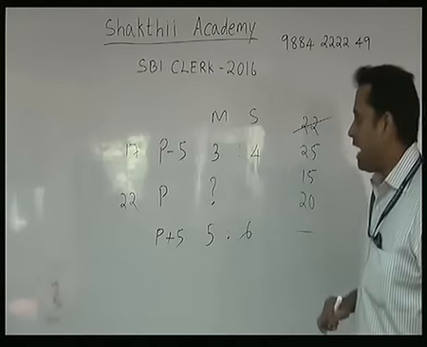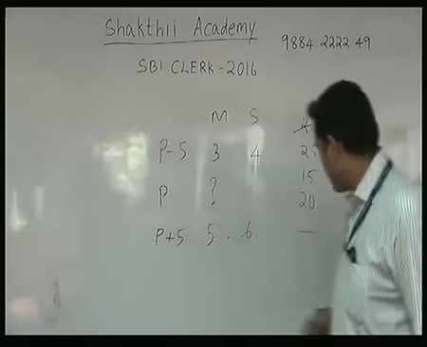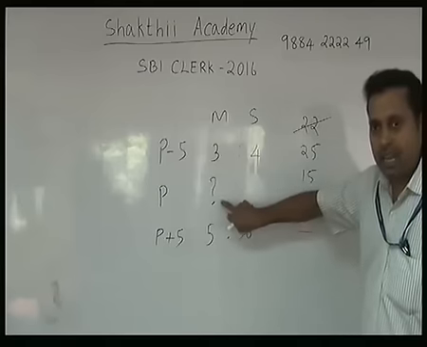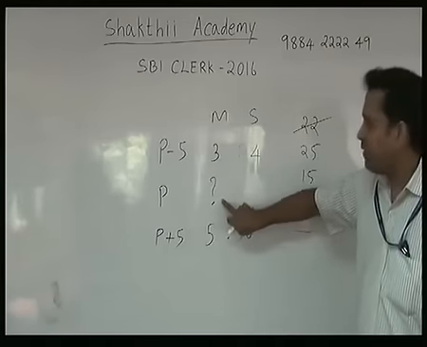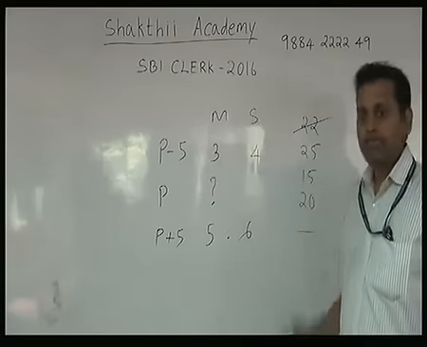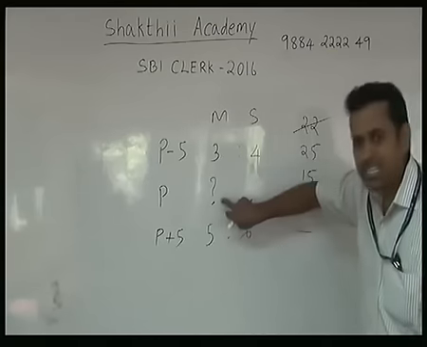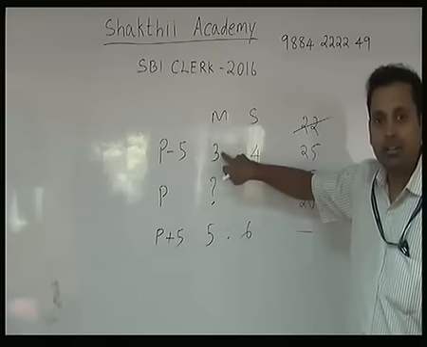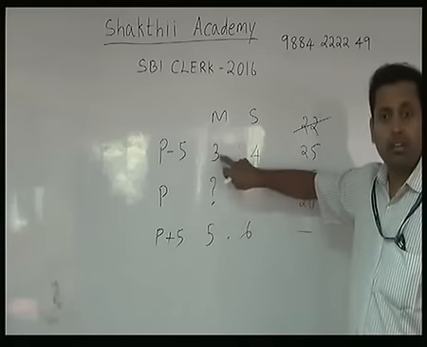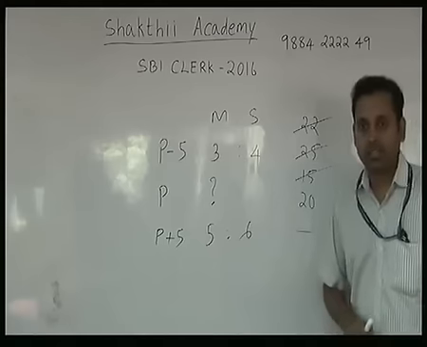Now I will take the next option, 25. 25 minus 5 years is 20. 20 is not divisible by 3, so that is also not the answer. The next option, 15. 15 minus 5 is 10. 10 is not divisible by 3. So that is also not the answer.